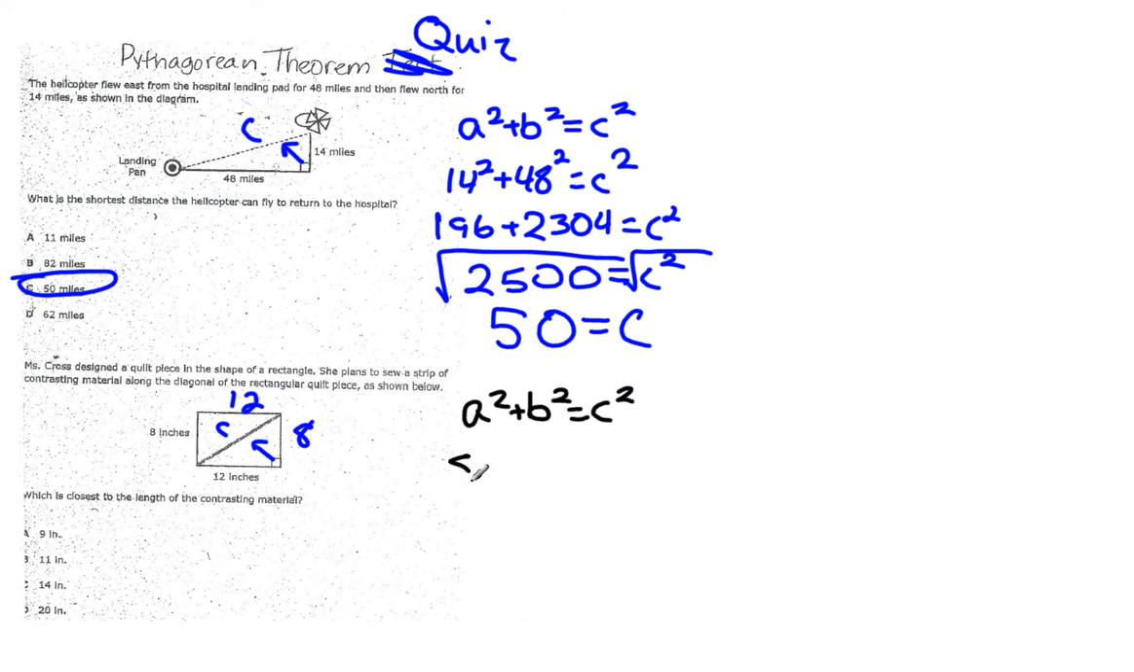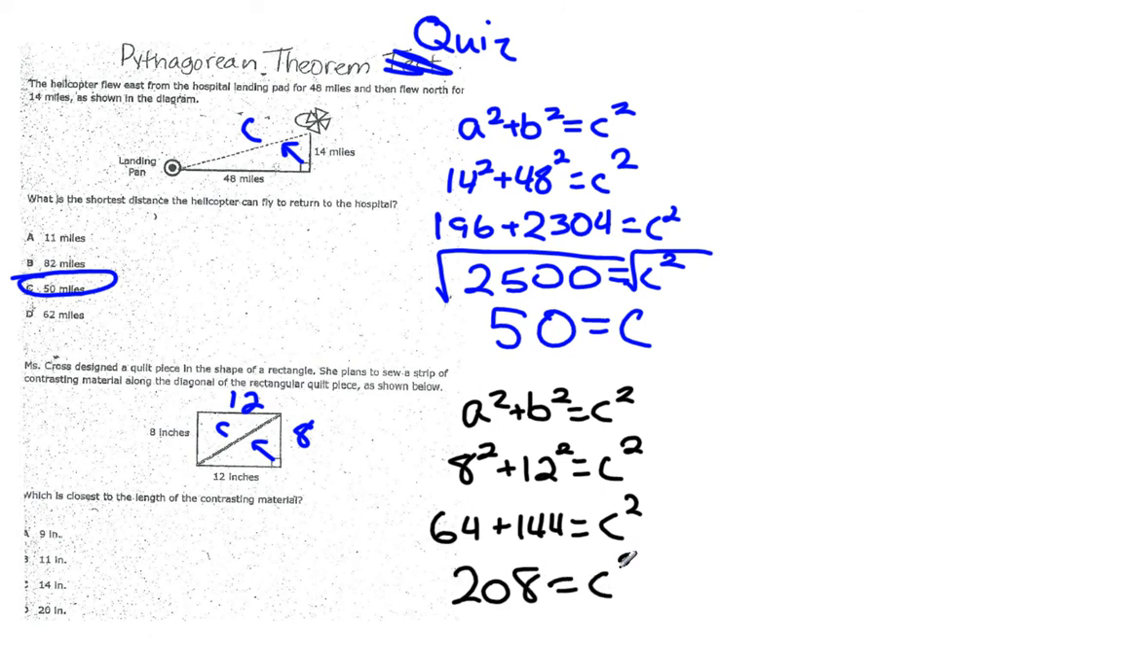Our legs are 8 and 12. So this gives us 64 plus 144 equals some number. So 208 is c squared. Again, we don't care what c squared is, we just want c, so we take the square root. And then we think, what number times itself is 208?